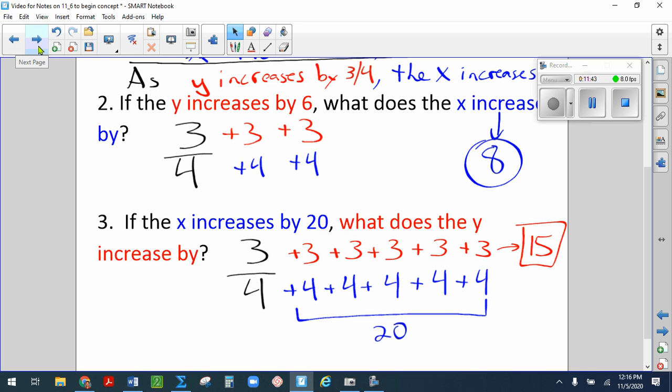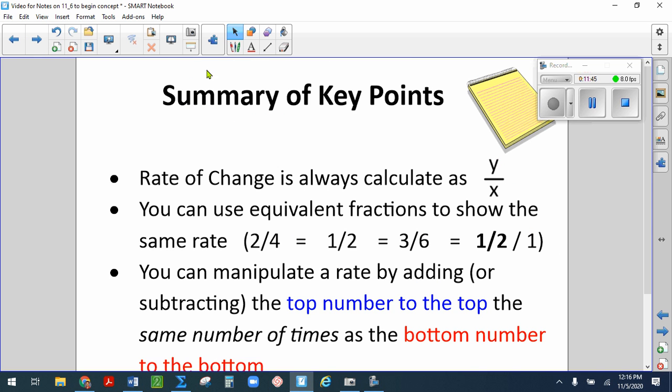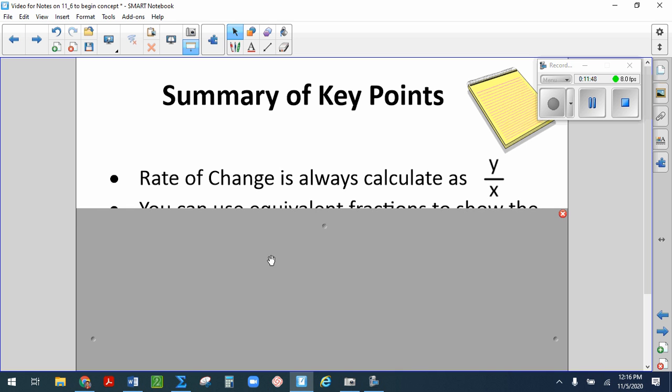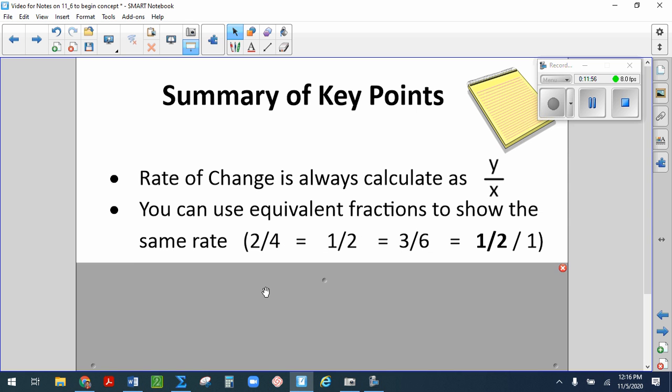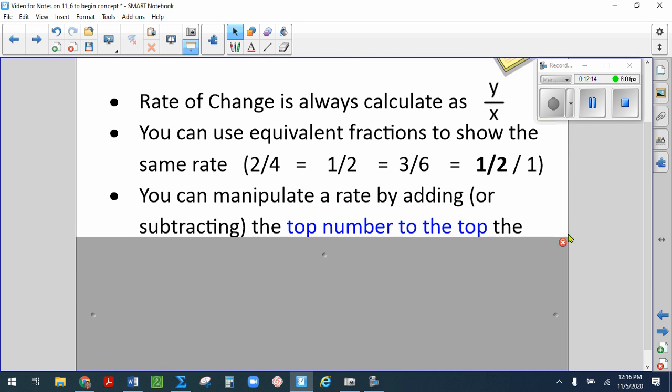So here's kind of a summary of what we just did. Okay, the rate of change is always calculated as the change in y over the change in x. You can use equivalent fractions to show the same rate. So 2/4 is the same as 1/2. It's the same as 3/6. It's the same as 1/2 over 1. And then the last one is kind of what we just did.